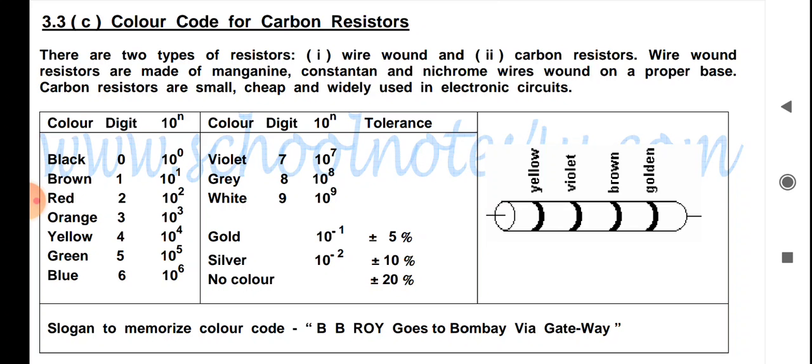Black shows the digit 0, 10 to the power 0. Brown 1, 10 to the power 1. Red 2, 10 to the power 2. Orange 3, 10 to the power 3. Yellow 4, 10 to the power 4. Green 5, 10 to the power 5. Blue 6, 10 to the power 6.